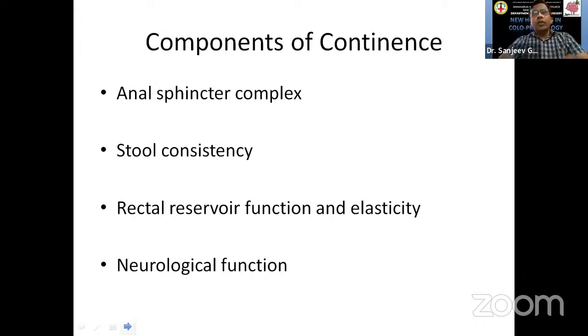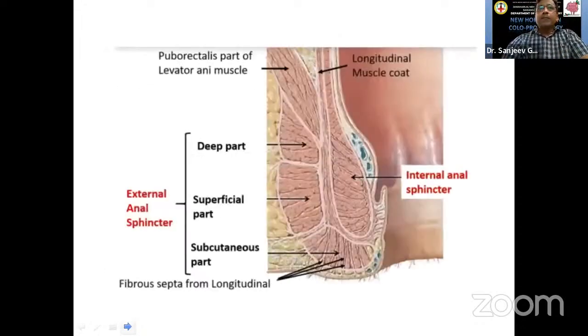Now, before going further, we need to understand the components of continence, which include anatomical considerations like the anal sphincter complex, the consistency of stool, the rectal reservoir function and elasticity, and neurological functions. All these four components are important for maintaining continence. Peculiar to the surgeon, it is the anatomical consideration, the anal sphincter complex, which is important.